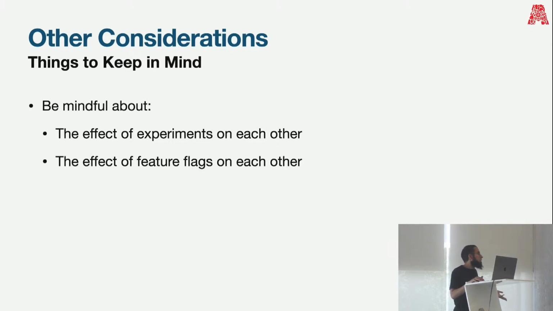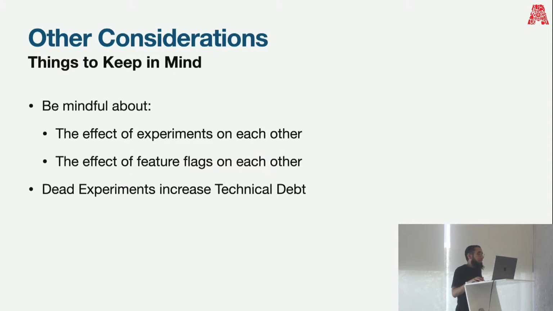Similarly, the effects of feature flags on each other, same exact point as the first one, but with feature flags instead of experiments. And one more thing is that dead experiments increase technical debt. And we've seen this a lot. So typically, you're saying, oh, I'm going to test between these two flavors of things. You write 100 lines of code for this, and this 100 lines of code is for experiment A, and the other path is experiment B.